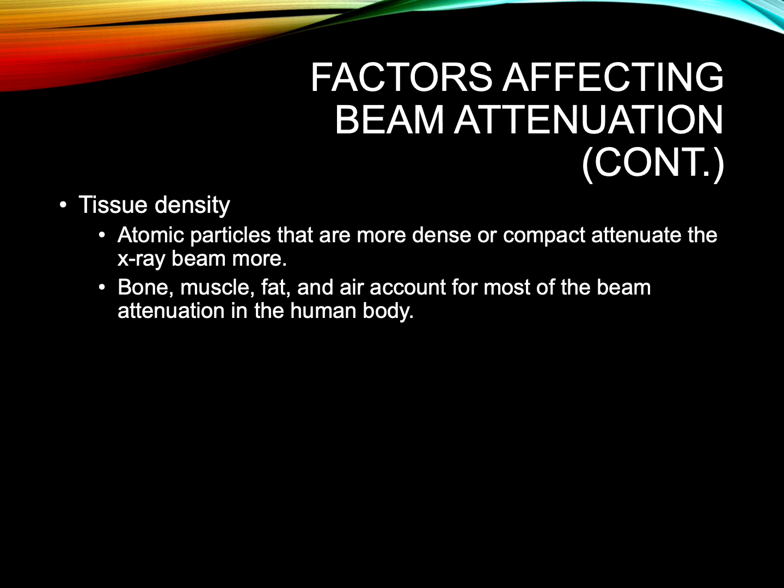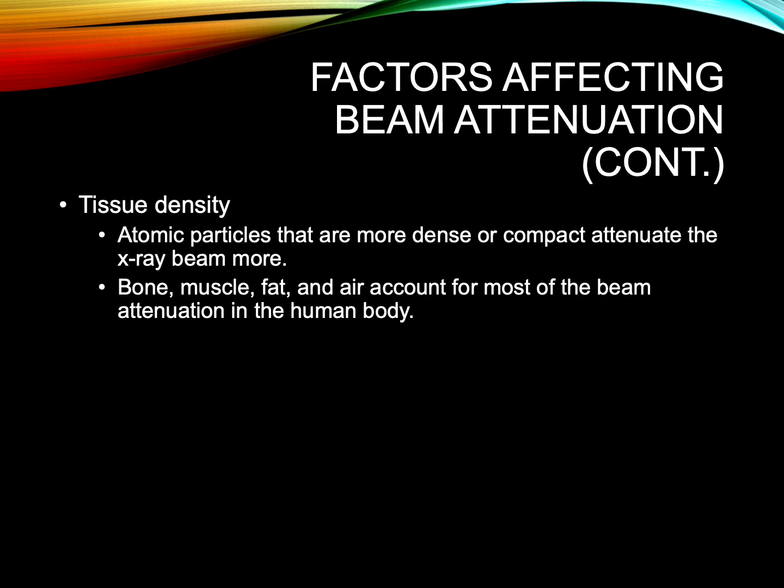Muscle tissue has atomic particles that are more dense or compact, and therefore attenuates the X-ray beam more than fat cells. Bone is composed of tissue with a higher atomic number, and the atomic particles are more compacted or dense. Anatomic tissues are typically ranked based on their attenuation properties.